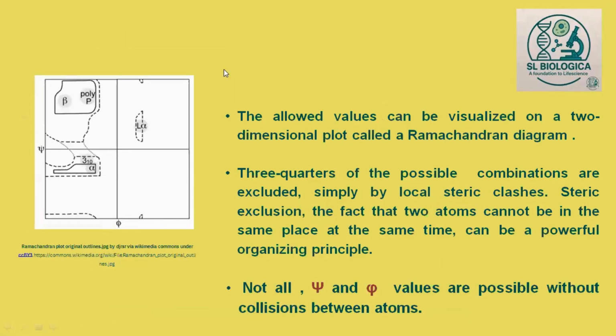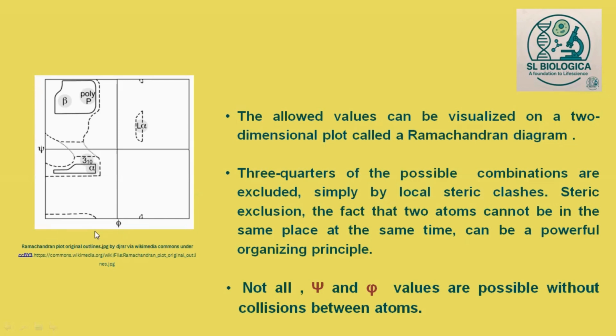Then this conformation of protein is represented in a diagram known as the Ramachandran diagram. The allowed values can be visualized on a two-dimensional plot called a Ramachandran diagram. It was discovered by an Indian scientist called Ramachandran. Here we can see four quarters, in which three quarters show the secondary structural forms of protein. Here it represents the allowed conformations of a protein. The x-axis represents phi and the y-axis represents psi.